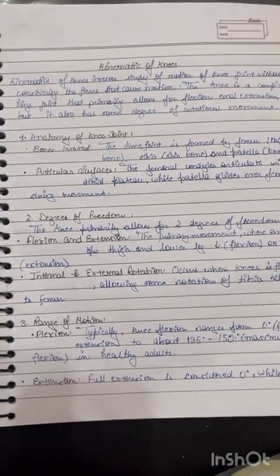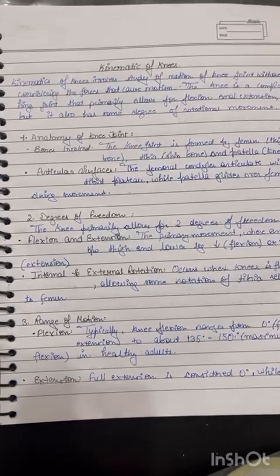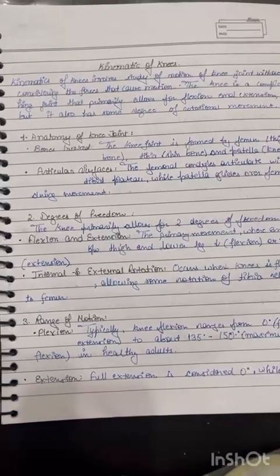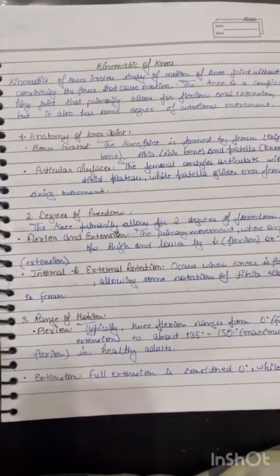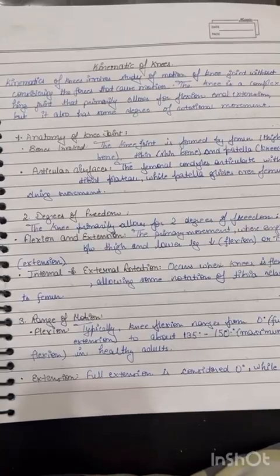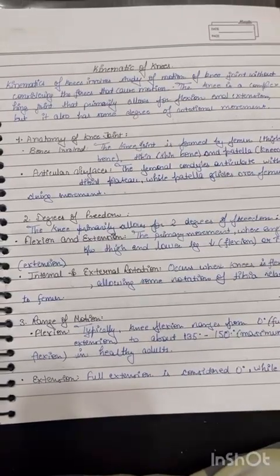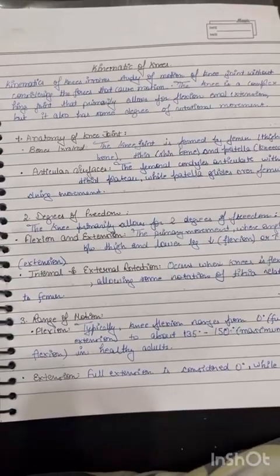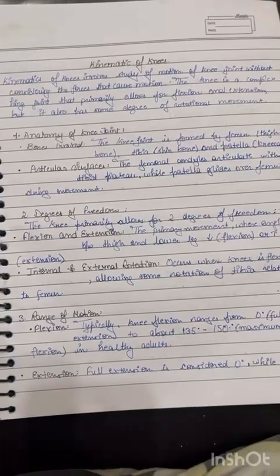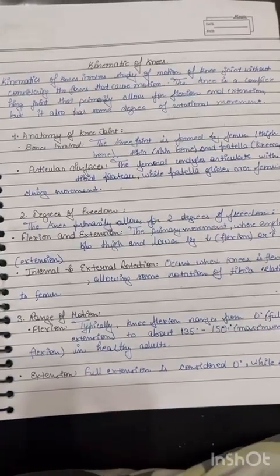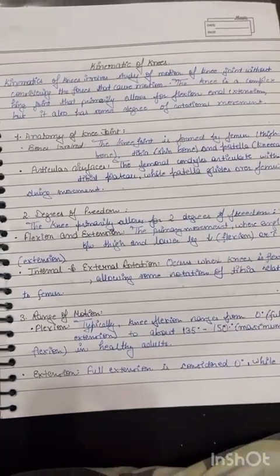Anatomy of the knee joint. Bones involved: the knee joint is formed by the femur, the thigh bone, the tibia, and the patella, also known as the kneecap. Articular surface: the femoral condyles articulate with the tibial plateau, while the patella glides over the femur during movement.